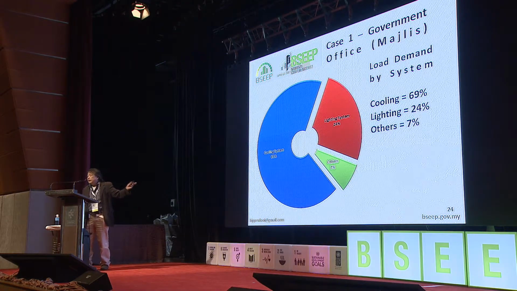Typical office building. If you're a practitioner, that's the first thing you must know. Aircon anywhere from 50%, because this building is a very inefficient building. That's why the aircon is 69%. The lighting is 24%, and this is a central chiller system.